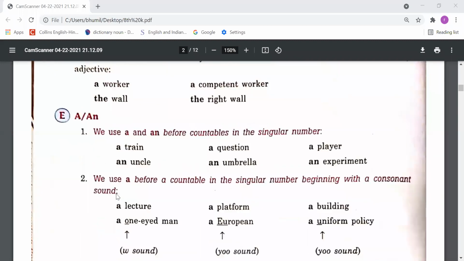Now let's understand how to use "a" or "an". So we have two options. We need to use either "a" or "an". But what is the difference in the uses of "a" and "an"? Let's read the first point. We use "a" and "an" before countables in the singular number. When something is countable and singular, we should use "a" or "an". A train, we are talking about one train. A question, a player, an uncle, an umbrella, an experiment. We have used "a" or "an" because these things are singular and countable.